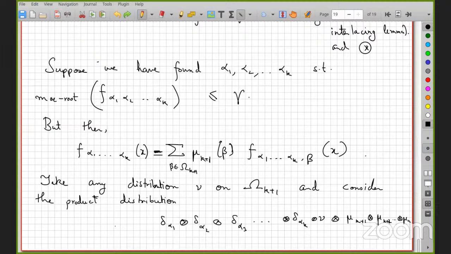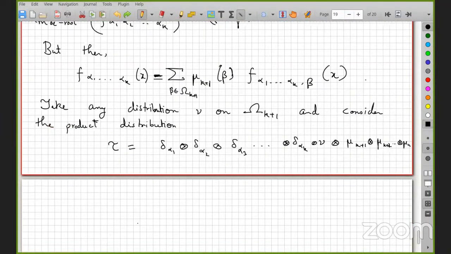Okay, so let's call this distribution tau. I was saying that the second point is an overkill, right? You didn't need it for all product distributions, only these. You get to first pick the first few coordinates to be Dirac delta. Because we have to get a common interlacing.